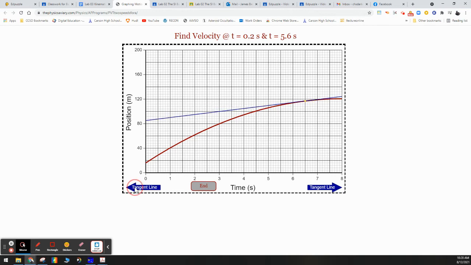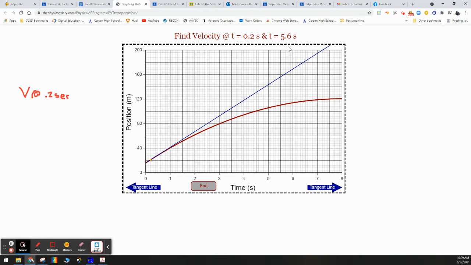I'm going to find the velocity at 0.2 seconds, so I have to move it way over here. We need 0.2 seconds. There's 0.1, and there's 0.2. So what we do then is find the velocity at 0.2 seconds in this particular example. That's the instantaneous velocity at this location.